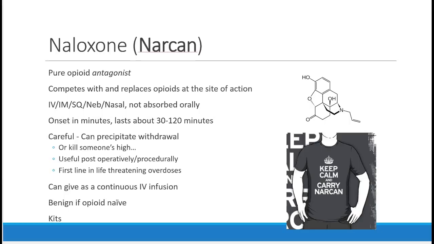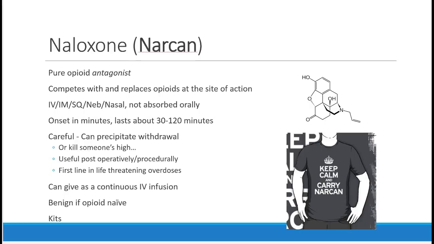Narcan is a pure opioid and pure mu receptor antagonist. So it competes and replaces the opioid on the site of action. You can give it IV, IM, sub-Q, neb, nasal. It's not absorbed orally, but every other way you can give it. The onset's in minutes. It's fairly quick onset. It only lasts about 30 to 120 minutes. So a lot of our opioids have a longer half-life than naloxone. So you may have to redose.